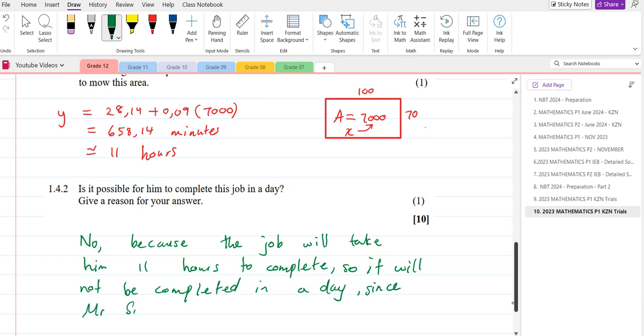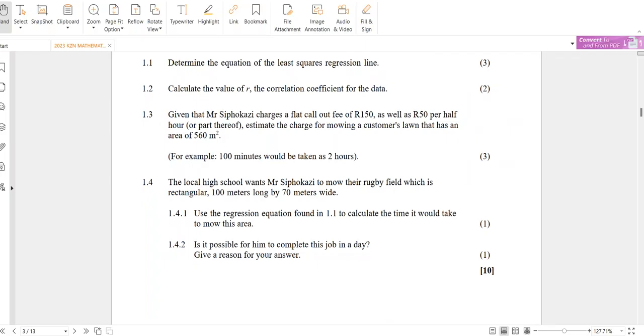Mr. Sipokazi works 8 hours a day, right? So you can say 11 hours is greater than 8 hours, therefore it is not possible to complete this job in one day. You can also write that down. Now moving on to question 2.